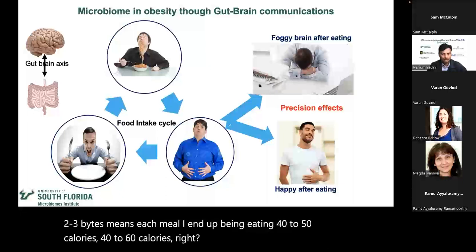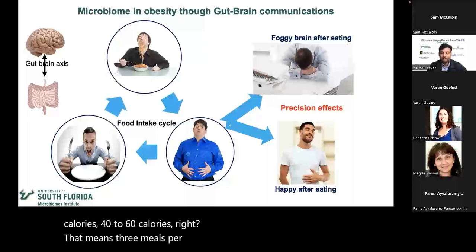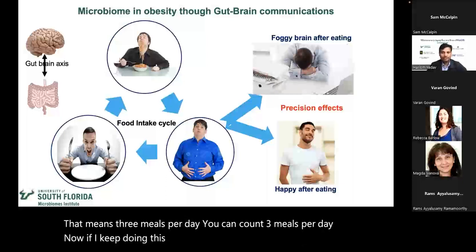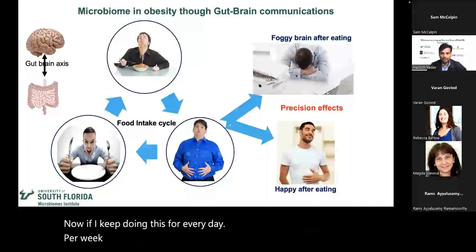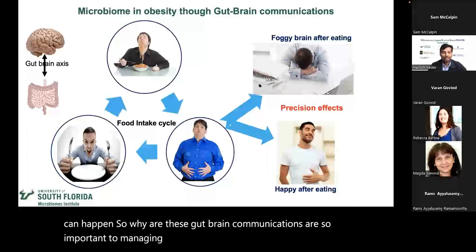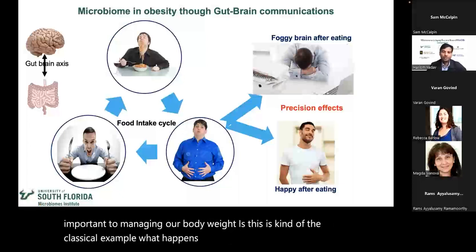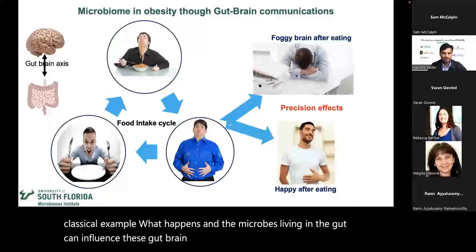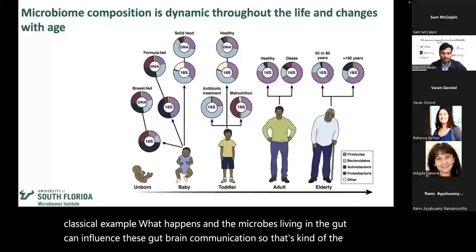That means 3 meals per day. You can count 3 meals per day. Now, if I keep doing this every day, per week, per month, that's how body weight progression can happen. So why these gut-brain communications are so important to managing our body weight is, this is the classical example of what happens, and the microbes living in the gut can influence these gut-brain communications. So that's a very important axis.